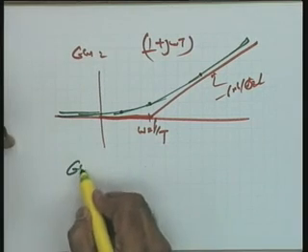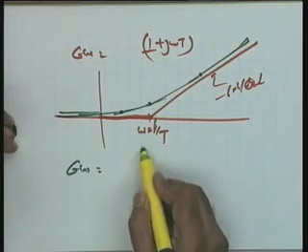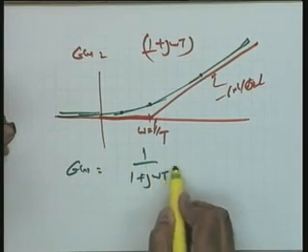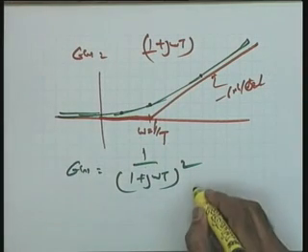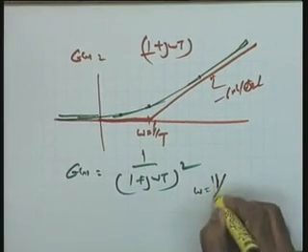Now I can just keep on extending the cases. 1 over 1 plus j omega t squared, a double pole. I think we need not even draw. It is minus 40 dBs per decade as the line at the corner frequency omega is equal to 1 over t.